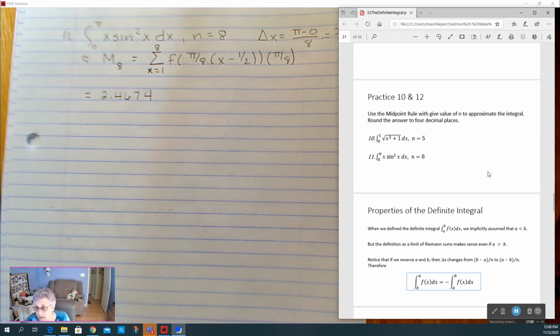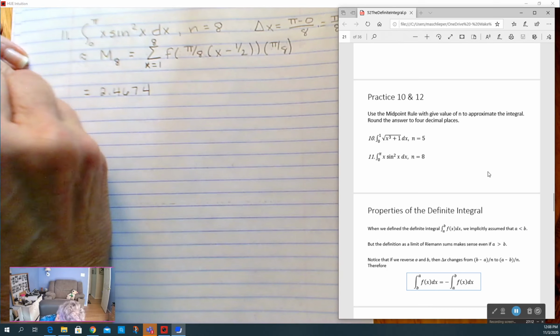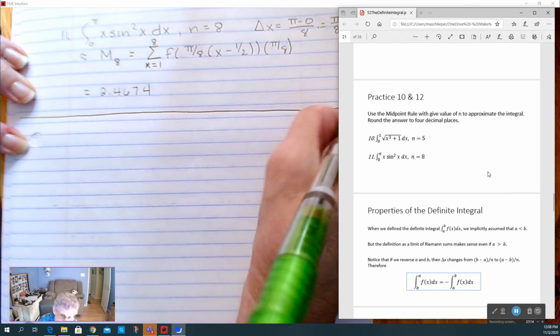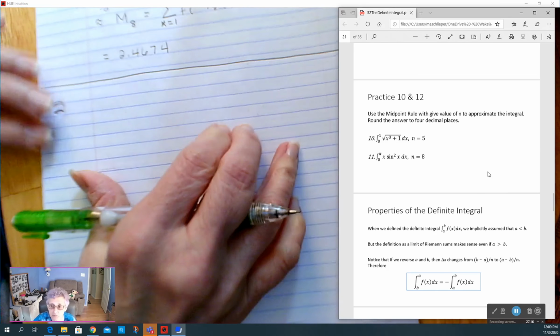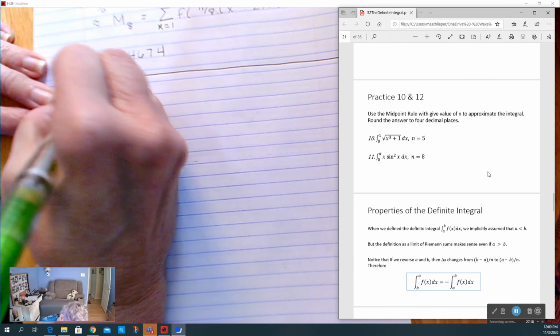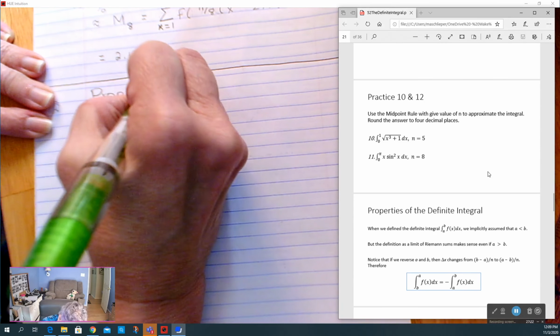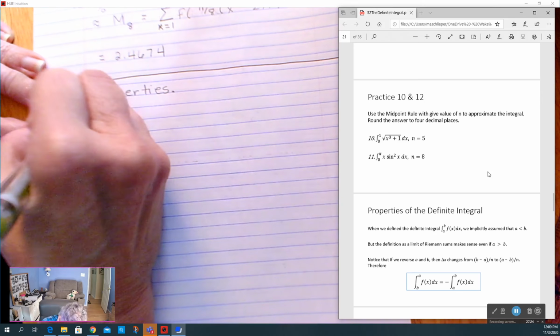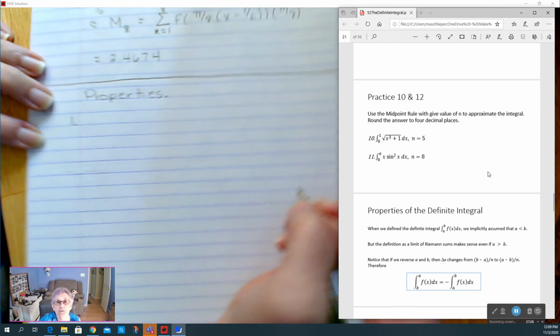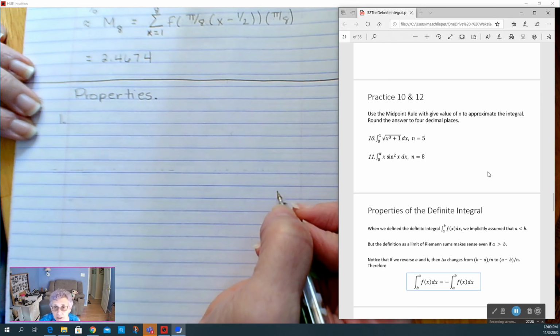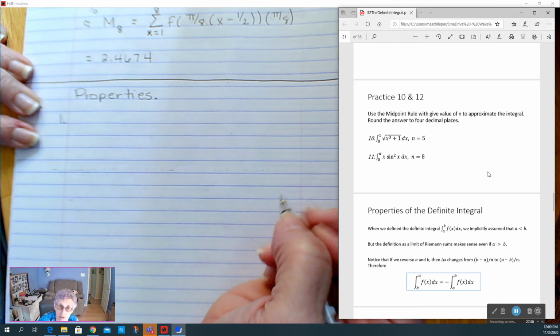So the last thing in this section is properties of the definite integral. First thing I'm going to do is just make us a list of properties. The first one: if you flip the limits of integration, it changes the sign of the integral.